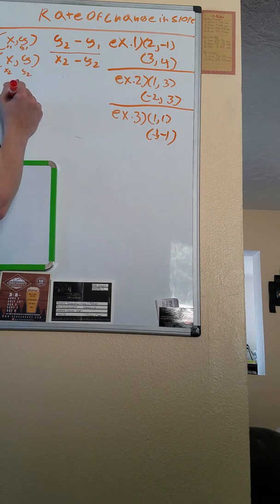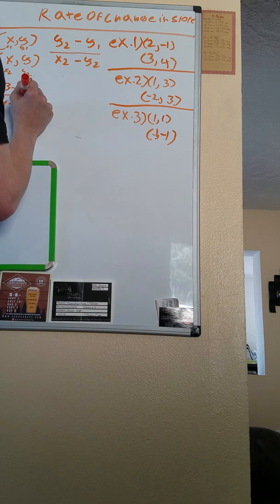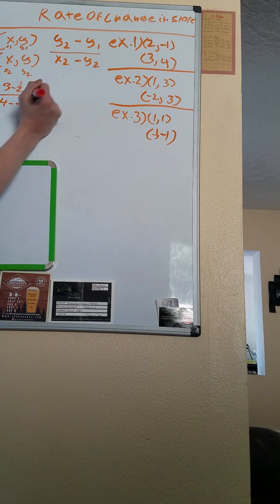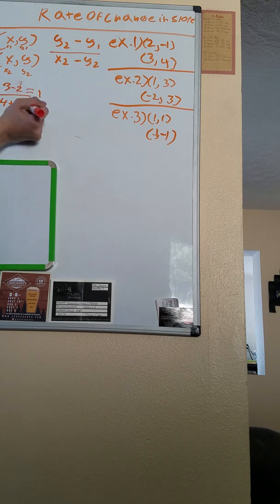4 minus -1. So this is how this is going to happen. So you're going to go 3 minus 2, which is equal to 1. And then 4 minus -1 is going to be equal to... So actually, first you're going to turn these into addition.